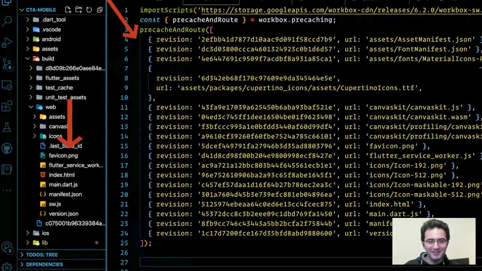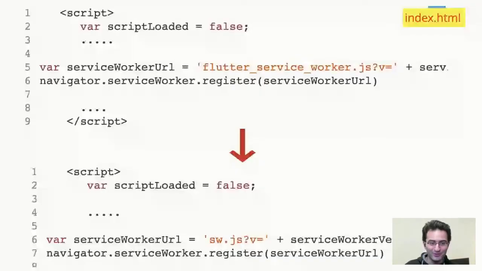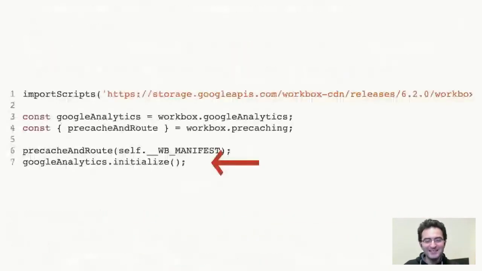Simply you replace this Flutter service worker, but now you have a bunch of other things that you can do. The last thing that you need to do before we move on to the next slide is make sure that in index.html, you replace flutter_service_worker.js with sw.js. The sw.js is going to be your service worker that you are taking care of. And let's see now what you can do in maybe 1 minute.